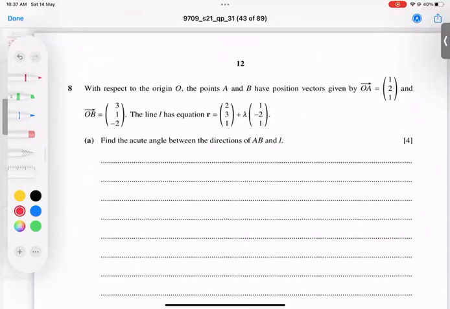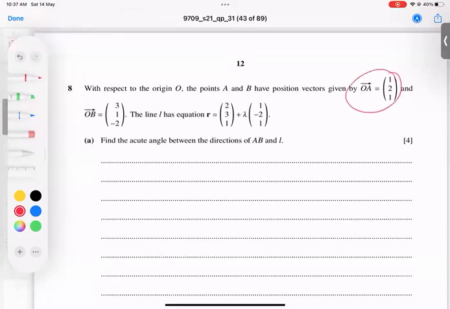Question number 8 is what? In respect to origin, the points A and B mentioned here. So this is OA, this is OB. One more thing I want to discuss, because some students are having issues in writing the coordinates.